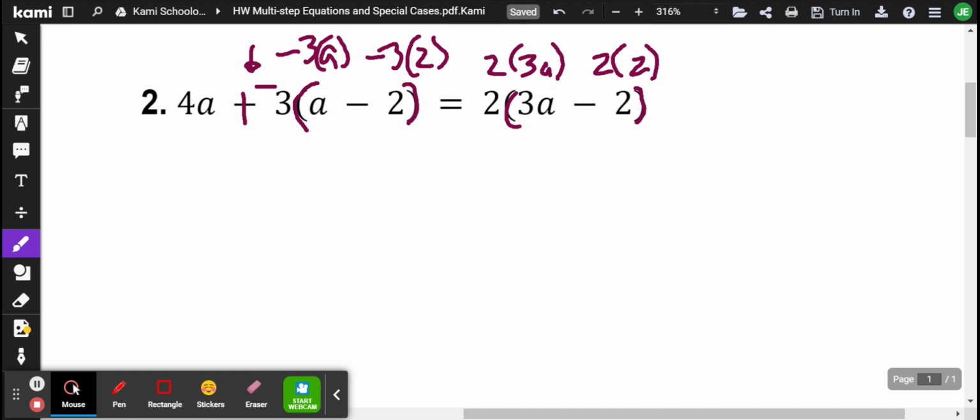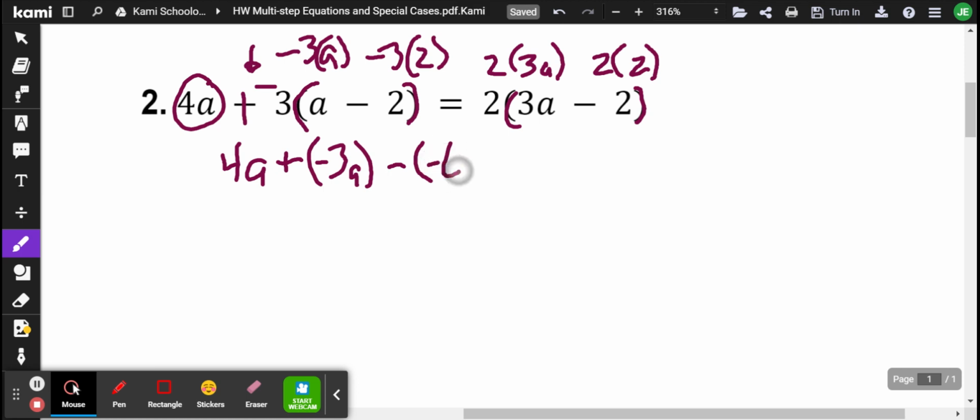So let's go ahead and do that. So now we have 4a on the left side, 4a plus negative 3 times a is going to be negative 3a, and we can leave that in parentheses. And then we're subtracting negative 3 times 2, which is going to give us a negative 6. We move over to the other side. 2 times 3 is going to give us 6a, and then 2 times 2 is going to give us 4.